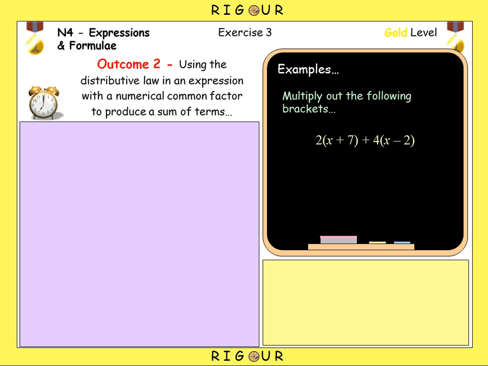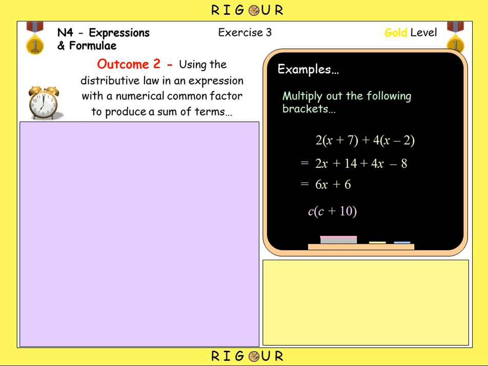So 2 times x is 2x, and 2 times 7 is 14. Then we multiply out the second bracket, which is 4 times x, which is 4x, and then 4 times minus 2 gives us minus 8. And then we add the x's, so 2x add 4x is 6x, then the numbers last of all. So plus 14 minus 8 gives us plus 6.